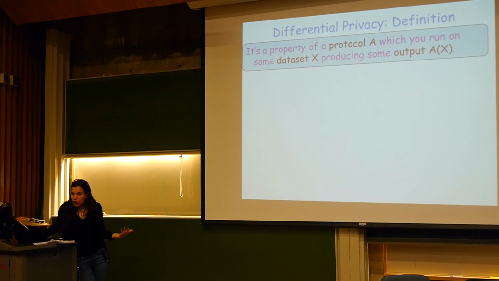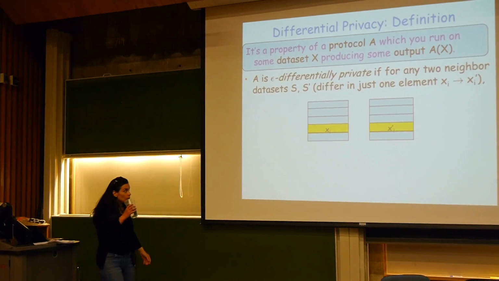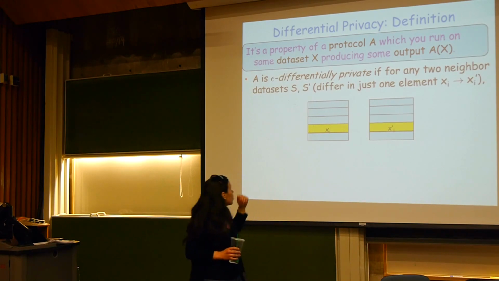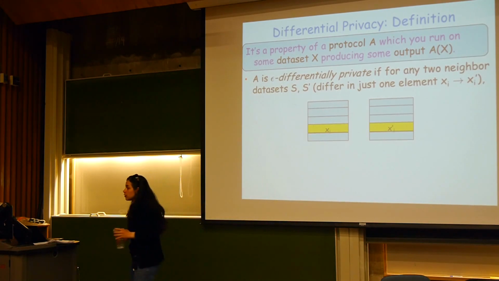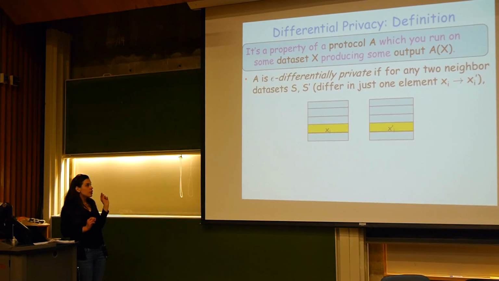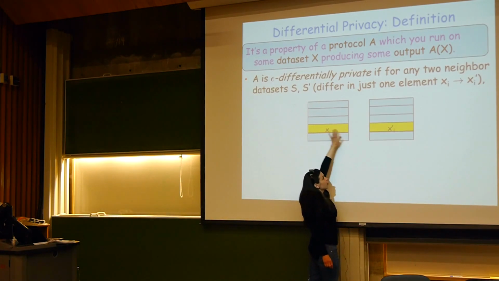And so, a bit more formally, differential privacy is a property of a protocol A that we run on some data set X in order to produce some output A of X. And this is the formal definition here. Formally, our algorithm A is differentially private if for any two neighboring data sets that differ in just one entry, like these two neighboring data sets here, they're identical except for the ith entry.